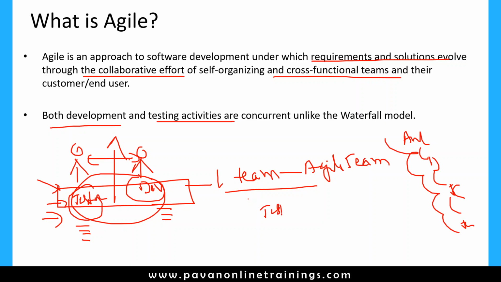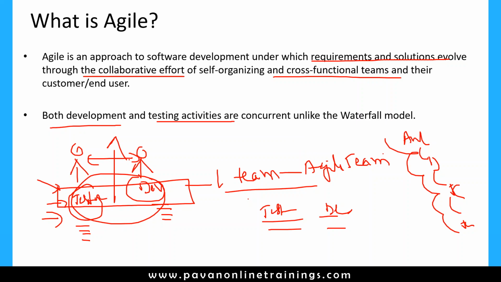So testing activities as well as development activities will go in parallel. Here a lot of collaboration is required, so a lot of communication is required. And one more advantage is we can get the customer requirements, and whenever the customer changes the requirements, we can easily accommodate those requirements in this software development process.